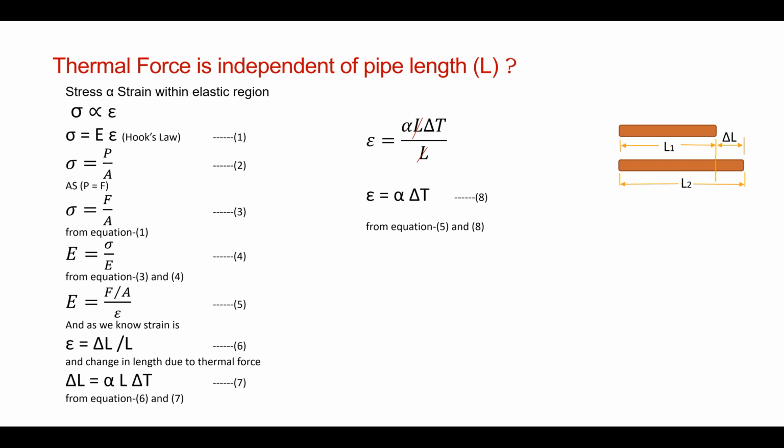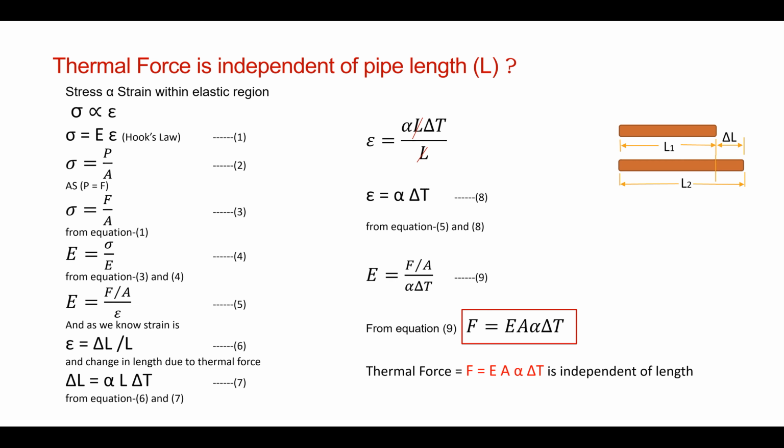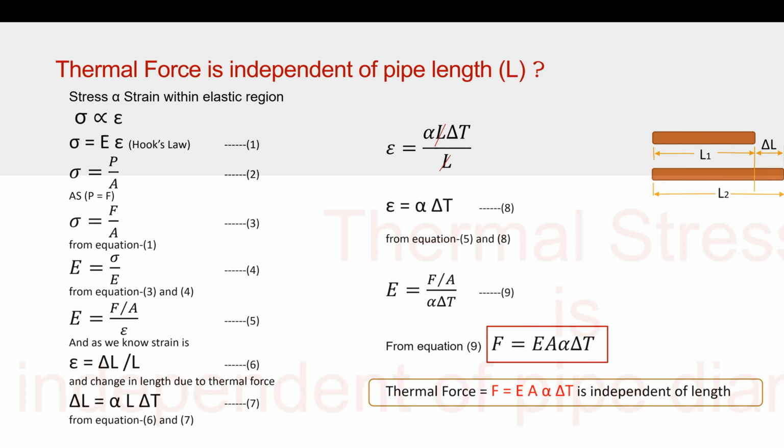Now from equation 5 and equation 8 we can easily conclude that E is equal to F over A divided by alpha delta T. Now from here, if we calculate the value of F, which is E A alpha delta T, we can see that the force is independent of the length. It means whether the pipe length is 1 meter or 100 meters, the thermal force remains the same. Hence, we can say that the thermal force is independent of the length.